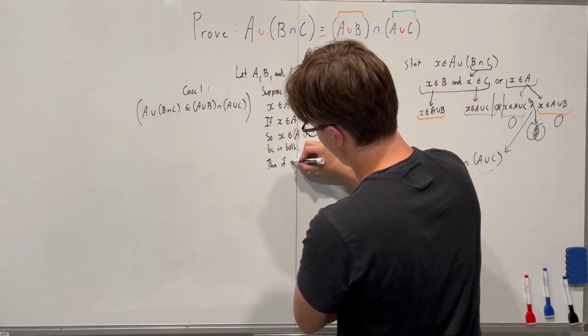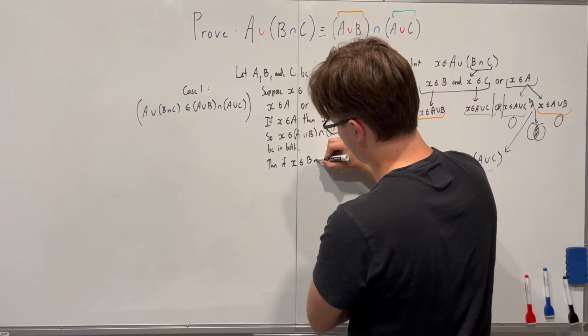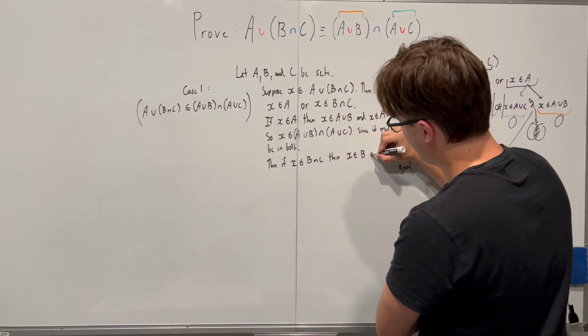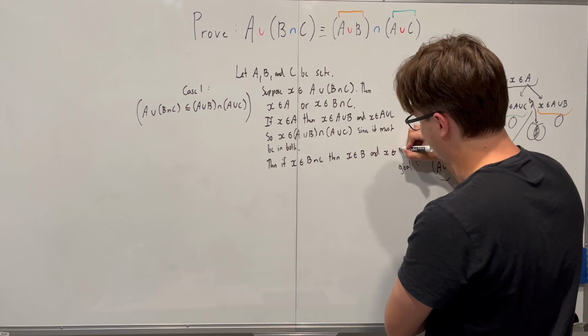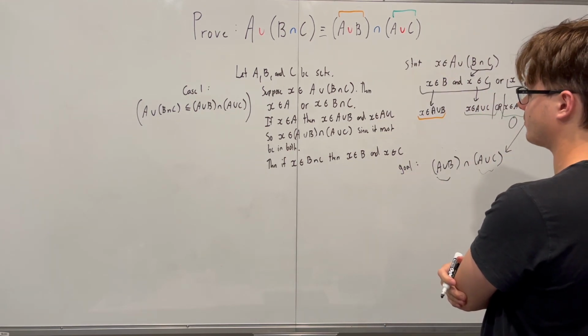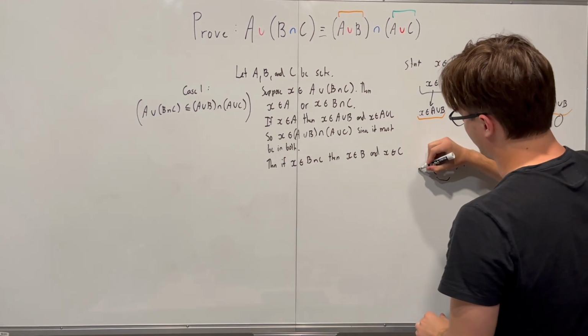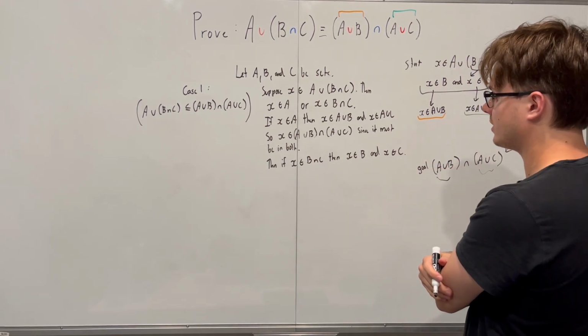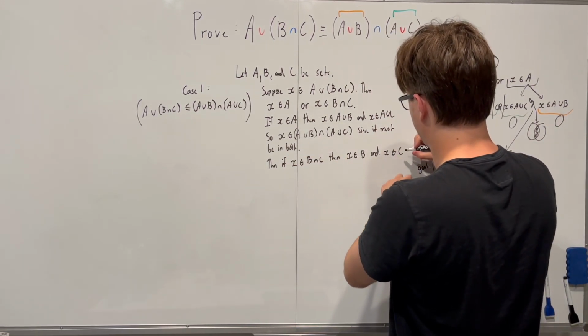Now we want to look at our B intersect with C. Then if x is an element of B intersect with C, then x is an element of B and x is an element of C. Let me just move this writing over. Okay. And then we can say, maybe, yeah, we'll just put a full stop.